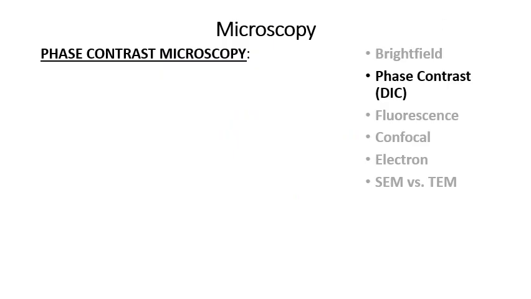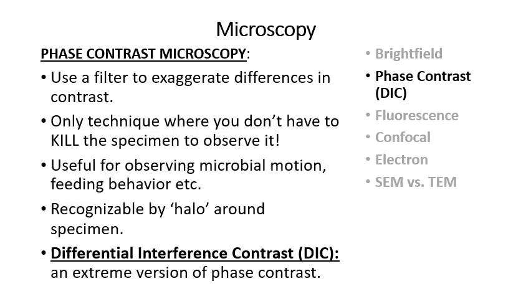All right, now let's move on to phase contrast microscopy. Phase contrast microscopy is where we use a trick with a light filter to increase the contrast between different structures within the cell so that we don't need to stain it. So if we use a filter to exaggerate the differences in contrast, then we don't have to kill the cell in order to see it. This is the only technique where we don't actually have to kill the specimen.